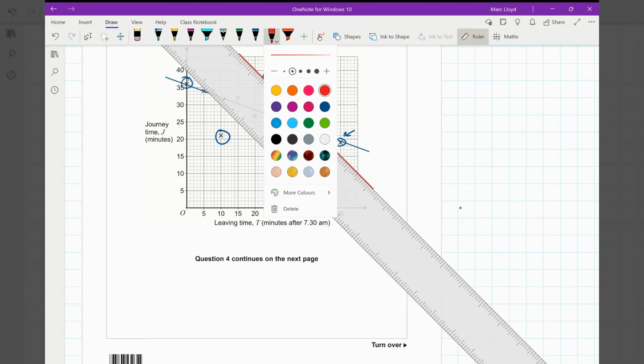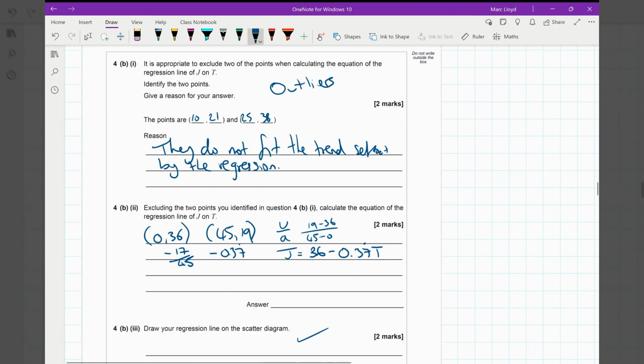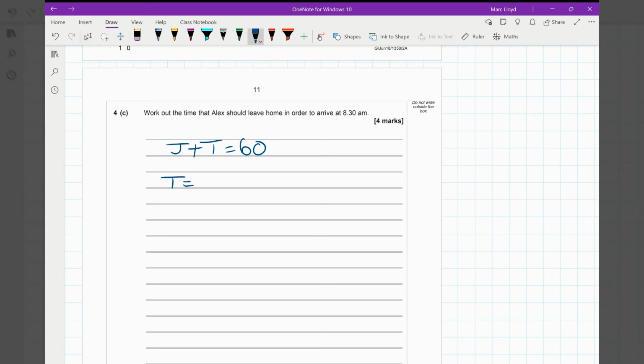So that's my crossover point. Get rid of the ruler. Go back to purple. And then it's just this position here. So that's into there. That is 36, 37, 38 minutes. So 38 minutes. Now that means the journey time is going to be 22 minutes, meaning that he arrives there at 8:30. So T will equal 38 minutes. And I should get all the marks by drawing that onto the diagram.